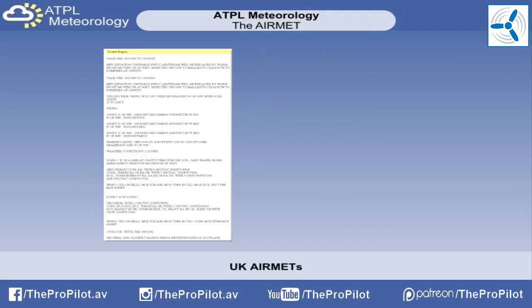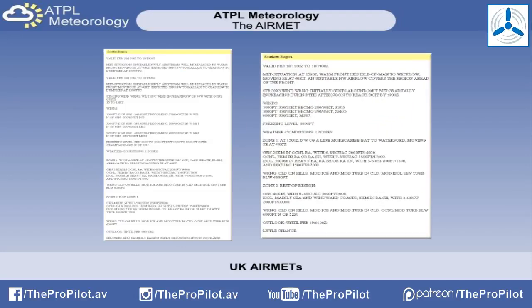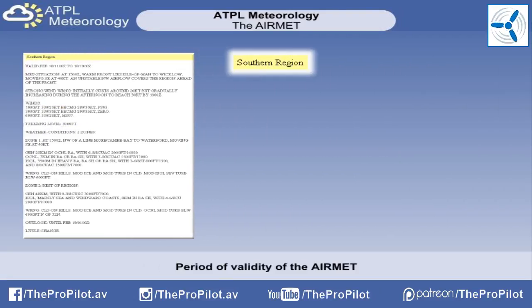We will now take a look at a typical UK AirMet and go through it section by section. You will soon see that it looks very familiar, because a lot of the abbreviated plain text uses the same abbreviations which we saw in the lessons on low-level significant weather charts and the SIGMET. The example which we will now look at is from a Southern Region AirMet.